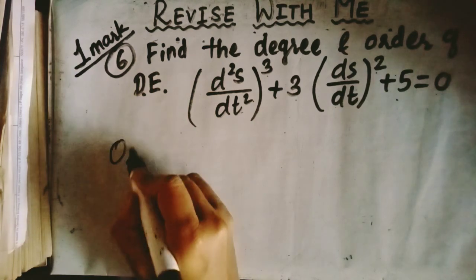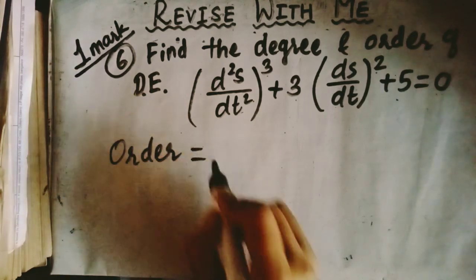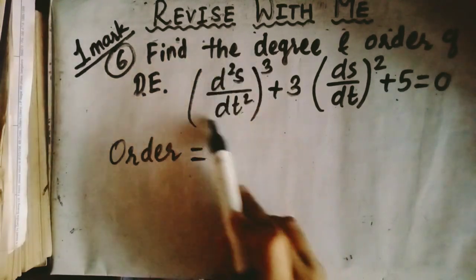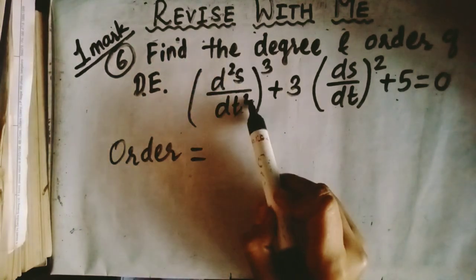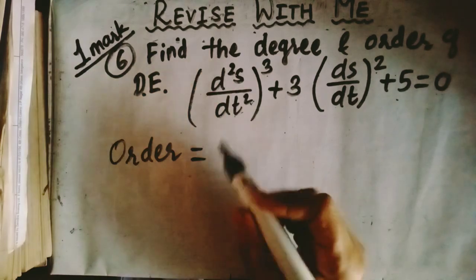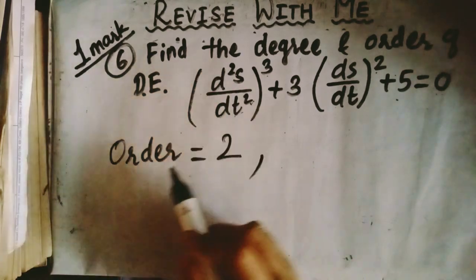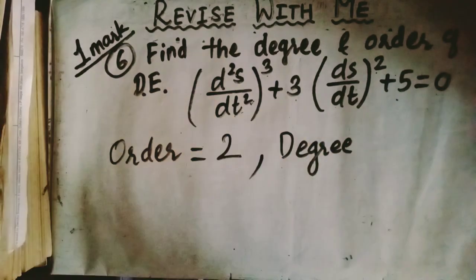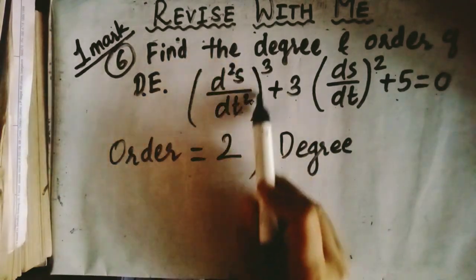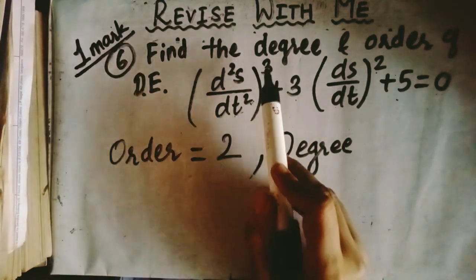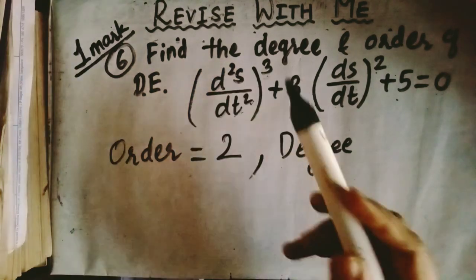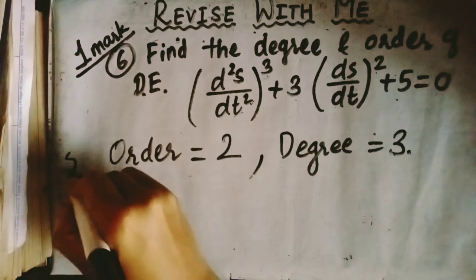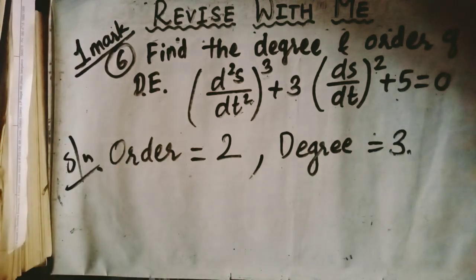Now your order is the highest order derivative you have to see. So here the highest order derivative is d²s/dt², right? So its order is 2. Now degree is what? It's the degree of the highest order derivative. So the highest order derivative is this, and the degree of this is 3. So degree is 3. Okay, this is the solution.